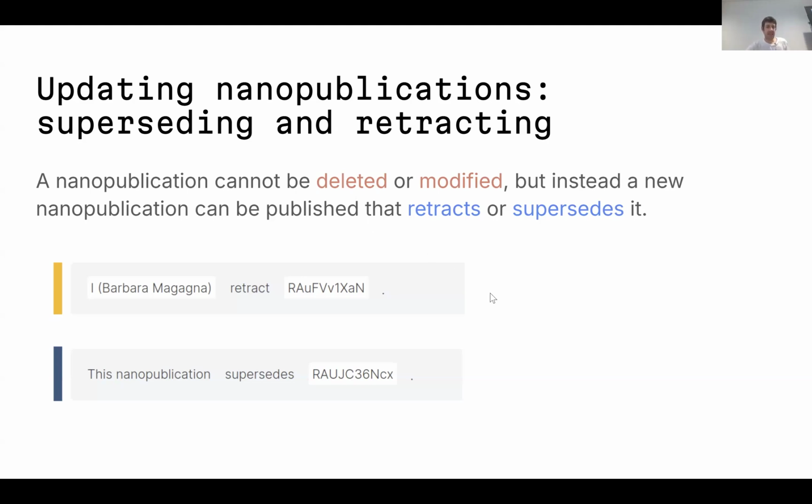And ideally, this is published with the same public key as the one that you're retracting, because then it's obvious that this was published by a person who is actually allowed to retract it, because it's the person who also did it. Technically, there's nothing preventing you from creating nano applications where you state, I retract some other nano application.